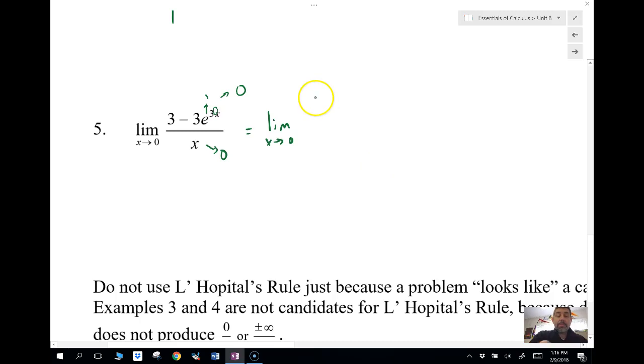Derivative of the top, the derivative of 3 is 0. The derivative of negative 3e to the 3x is going to be negative 9e to the 3x, right? Because we got chain rule.